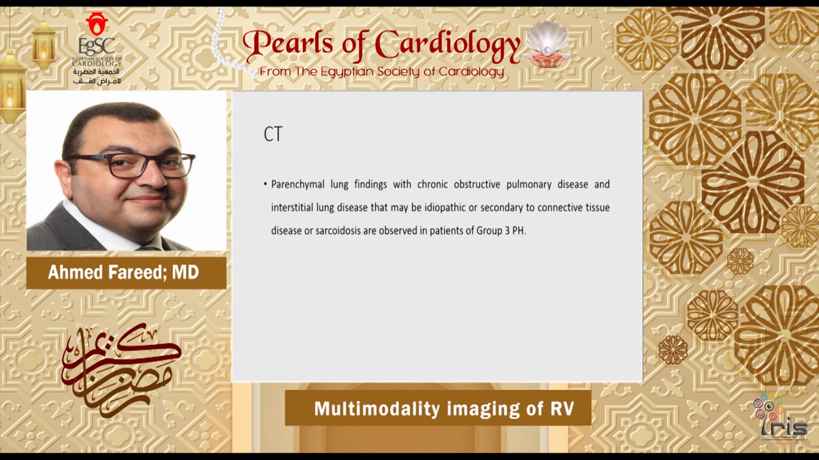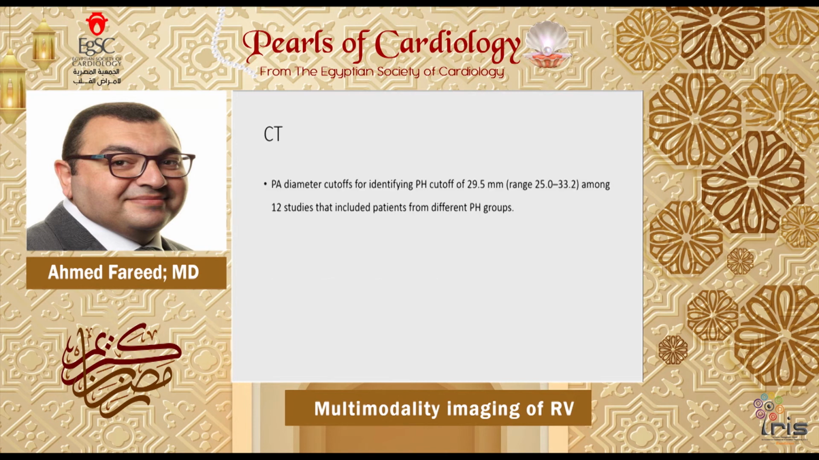The parenchymal lung findings with chronic obstructive pulmonary disease and interstitial lung disease, which can be idiopathic or secondary to connective tissue disease or sarcoidosis, are observed in patients with group 3 pulmonary hypertension. Also, you can see from the CT if there are pulmonary nodules, extracardiac shunts, bronchial and vascular abnormalities that can also readily be seen by the CT.